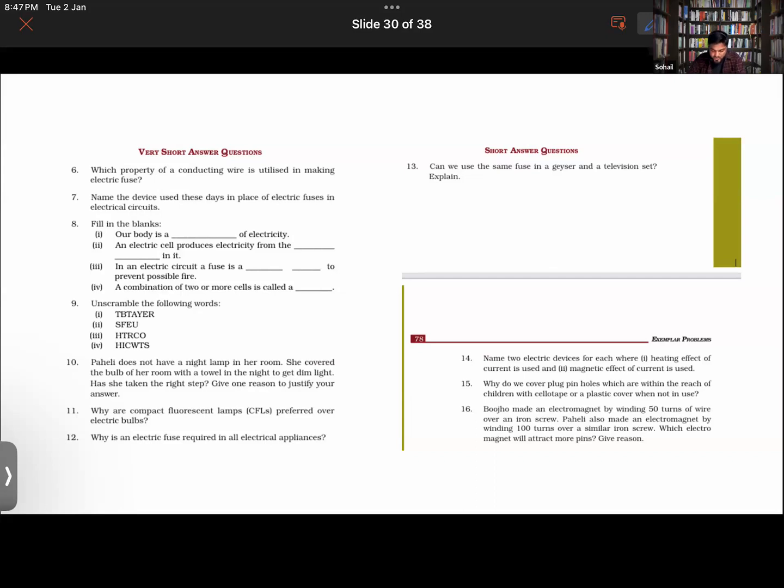So starting from question number 6. Which property of a conducting wire is utilized in making an electric fuse? Sundus, you answer this to me. Second one, Chakrika. Like this, you guys will be answering. First Sundus, then Chakrika, then Sundus, then Chakrika. Okay, and for question number 8, there also first Sundus, then Chakrika, like that.